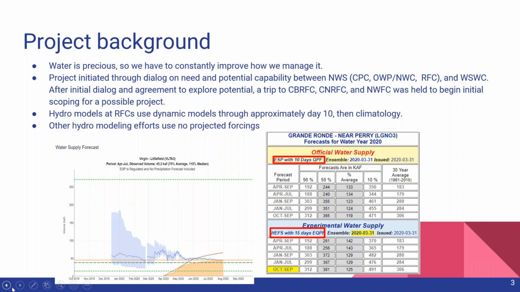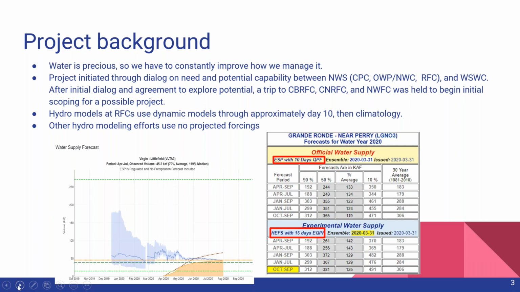precious, and we want to constantly improve how we manage it. About 2 years ago, myself and the director of the Climate Prediction Center, Dave Dewitt, went out and visited the 3 major river forecast centers in the West, including one in the Colorado Basin, where we had a lot of in-depth discussions on what the needs are for modeling the water supply and modern hydrologic modeling.